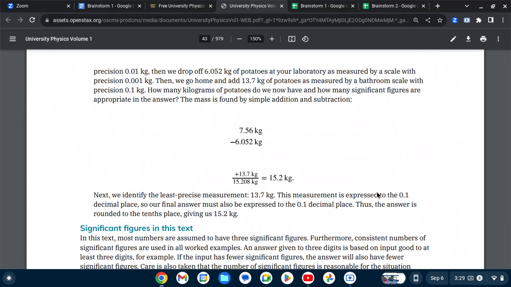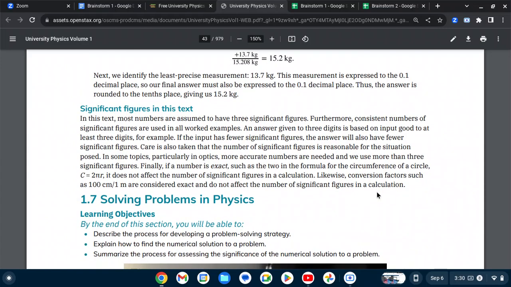The mass is found by simple addition and subtraction. 7.56 kilograms minus 6.052 kilograms plus 13.7 kilograms equals 15.208 kilograms, which rounds to 15.2. Next, we identify the least precise measurement, 13.7 kilograms. This measurement is expressed to the 0.1 decimal place, so our final answer must also be expressed to the 0.1 decimal place. Thus, the answer is rounded to the tenths place, giving us 15.2 kilograms.